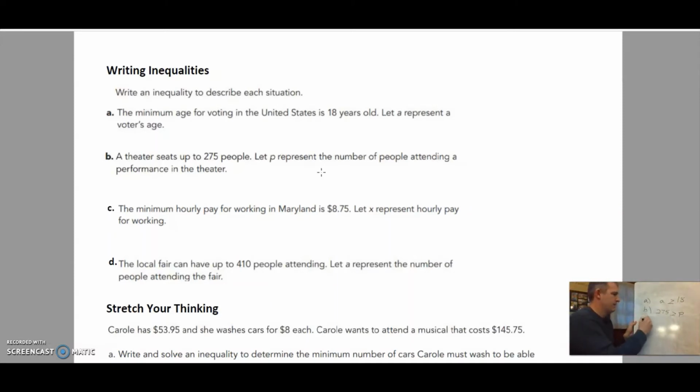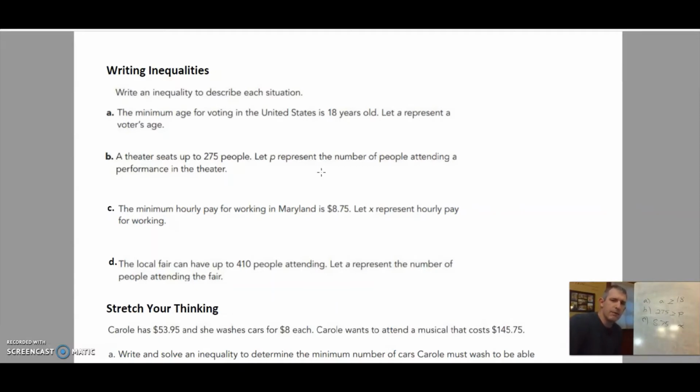C. I know I'm doing a lot of these, but you can pause it and see how you do, and then try it again without, and then check it with the video. The minimum hourly pay for working in Maryland is $8.75. Let X represent hourly pay for working. So $8.75, and then I have my letter X.